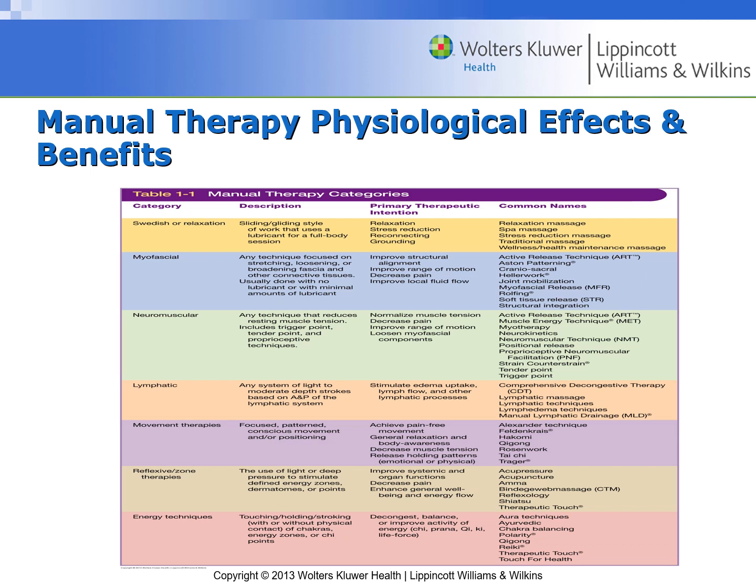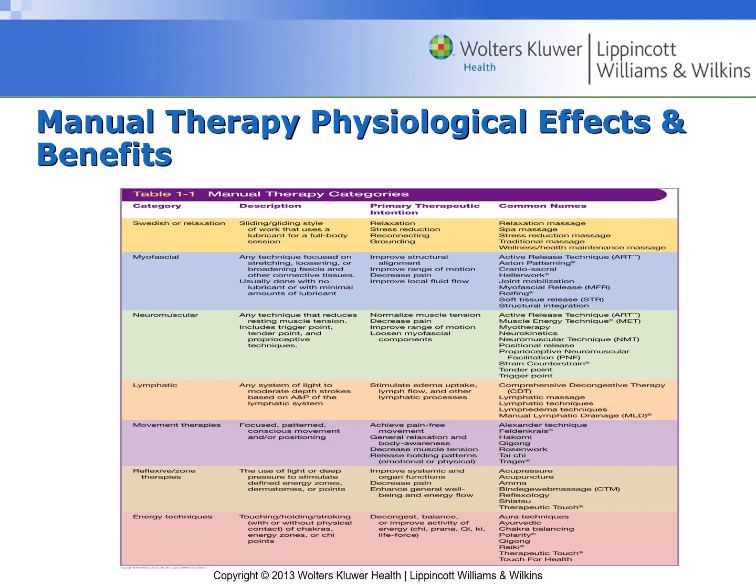So, for example, when we look at Swedish or relaxation, it is described as the sliding or gliding style of work that uses a lubricant for a full body session. The primary therapeutic intention is to create relaxation, stress reduction, reconnecting, and grounding. The common names are relaxation massage, spa massage, stress reduction massage, traditional massage, and wellness and health maintenance massage.